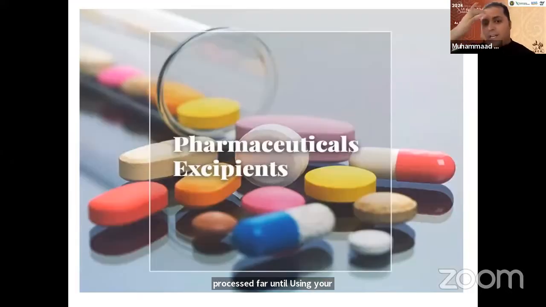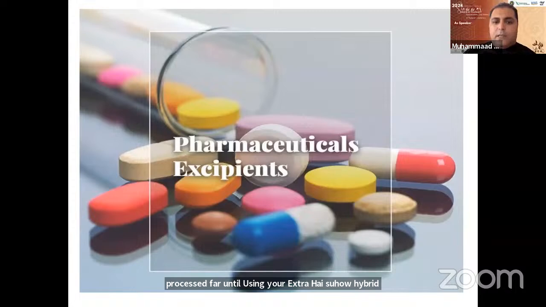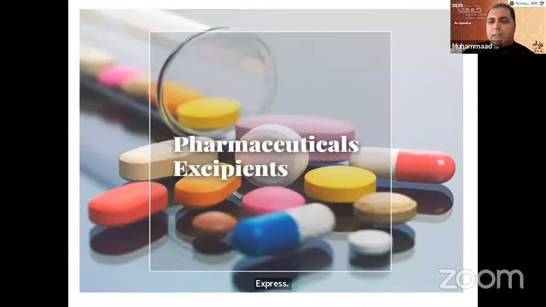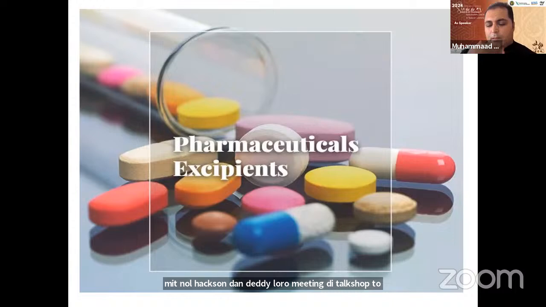So how about the concept of pharmaceutical excipients for the preparation of herbal extract? As I told you, organic solvents like chloroform, methanol, hexane, and dichloromethane are very toxic to the environment. So instead of utilizing organic solvents, we can also use pharmaceutical excipients as a solvent for the extraction of any plant material. So what are pharmaceutical excipients? You know already, because you all are almost pharmacists.